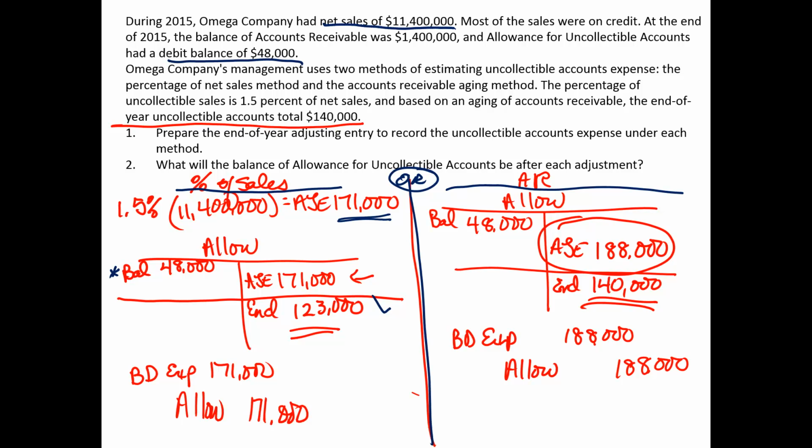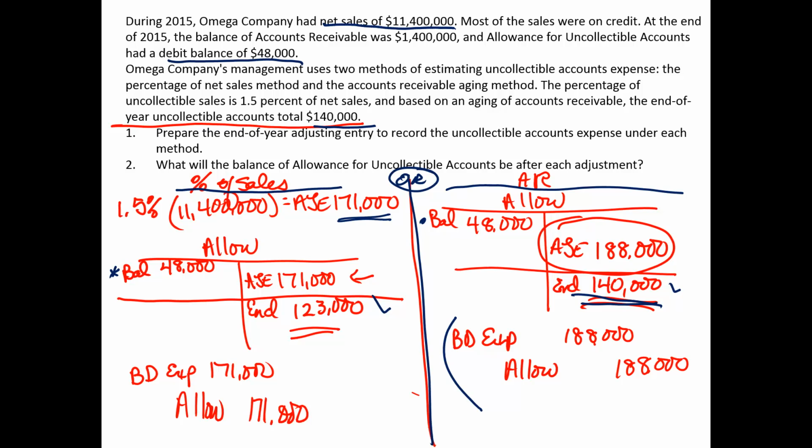So the allowance account, it says we want a desired ending balance of 140,000. So if I know where I'm going, I'm likely to get there. The balance before the adjusting entry was a debit of 48. So to make that ending balance happen, the adjusting journal entry that has to be made is debit bad debt expense, credit the allowance for the sum of those two, or $188,000. So by making that entry and posting that entry, we end up with the desired ending balance.